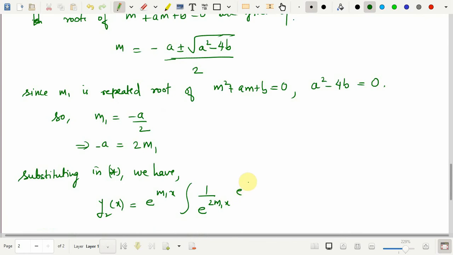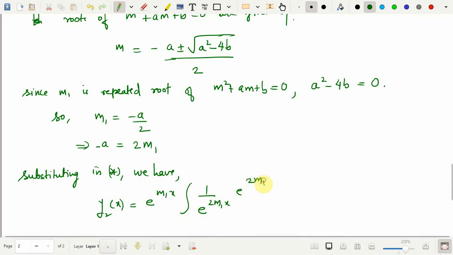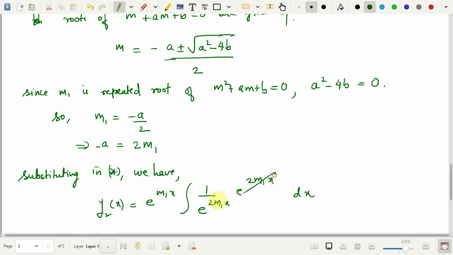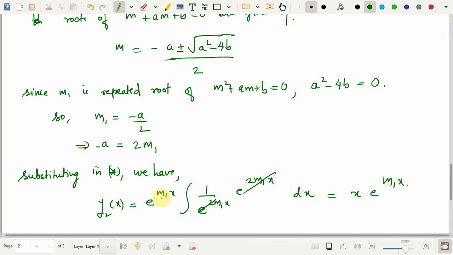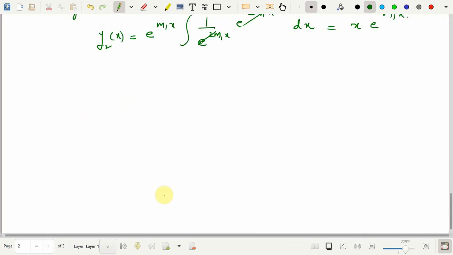So minus a is 2m1x dx. This gets cancelled, and so we get the solution x, since the integral of 1 into dx is x, so x into e raised to m1x. So this is how we obtain the other linearly independent solution. We don't have to check this because we have already treated this as the theorem, and we have proved that y2 given with this formula is linearly independent to the given solution.